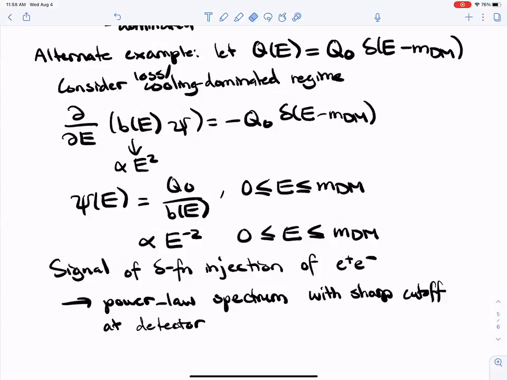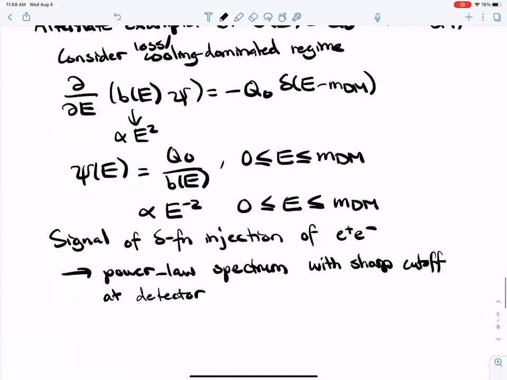So the point that I want to make here is that these propagation effects transform the spectrum. If you think of the Green's function, if I inject a delta function, what happens to it? The answer is it becomes a power law with a cutoff. So this is why it's often a good approximation to treat your cosmic ray spectra at detectors as power laws, possibly with cutoffs. Because even if you inject particles that are monochromatic in energy, the steady state spectrum will end up being a power law with a cutoff. Okay.